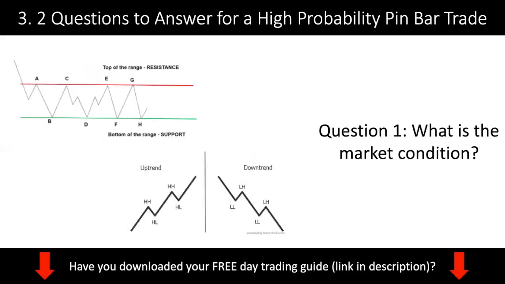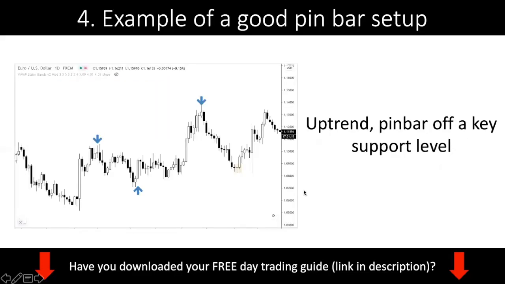Remember our first question is, what is the market condition? So in this case, the market condition is a very clear uptrend. Why is it an uptrend? You have a low, you have a higher high, and this is a higher low. So it's very straightforward.